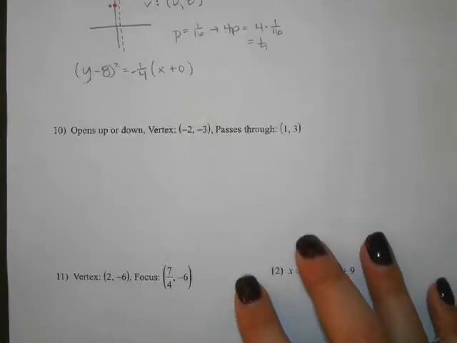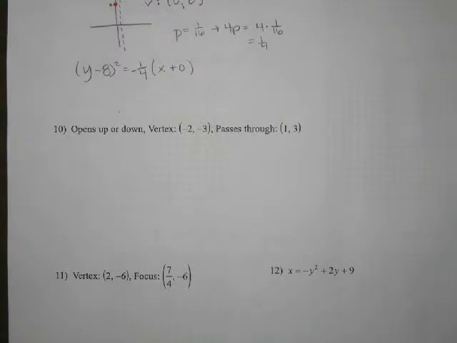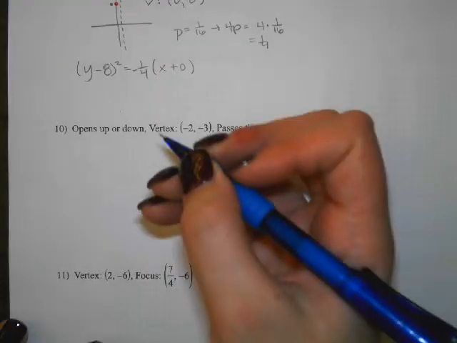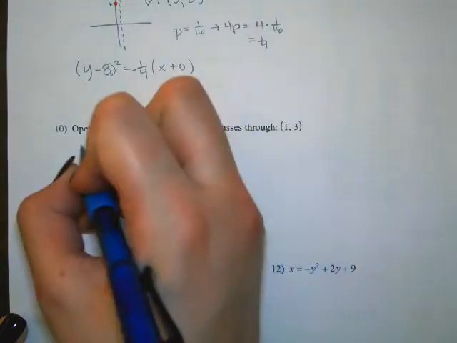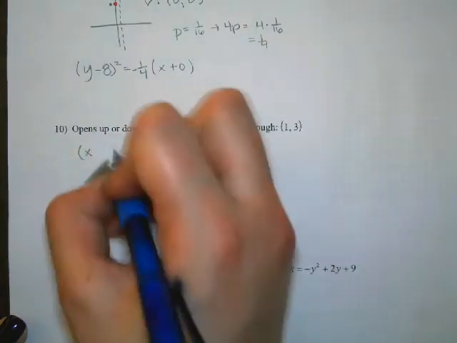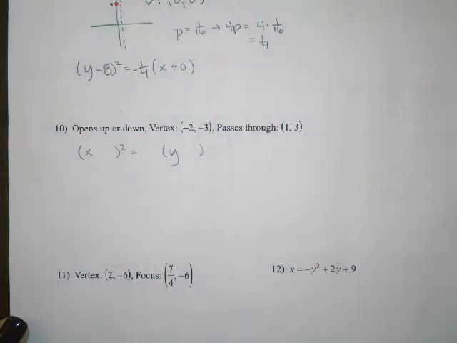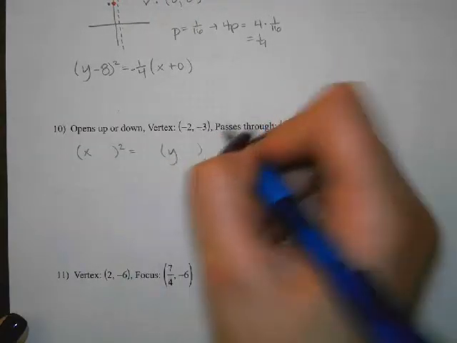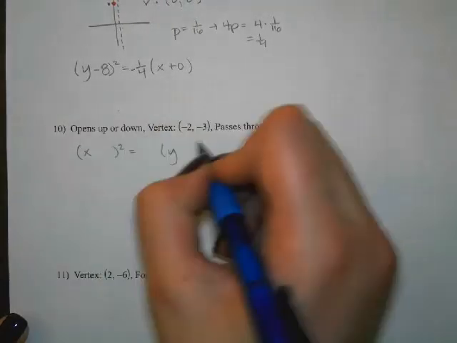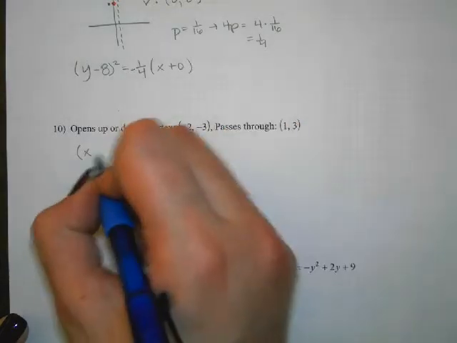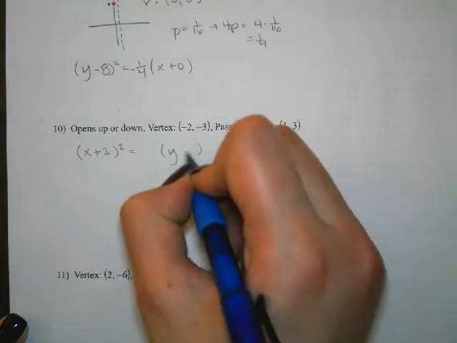Okay. So look at number 10. They're already telling you that it opens up or down, right? So that means that we already know how to start this equation. We're going to start by saying x something squared, y, and they gave us the vertex. So x plus 2, y plus 3.